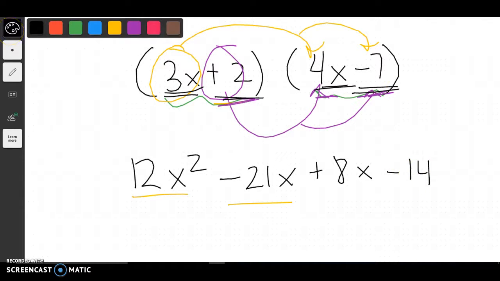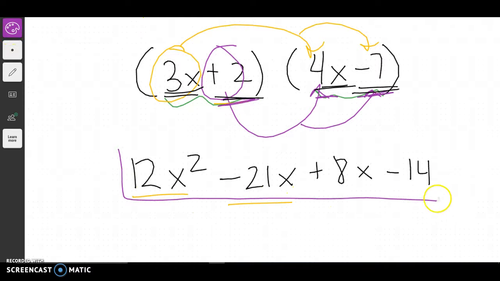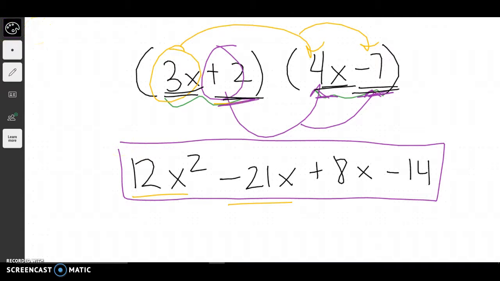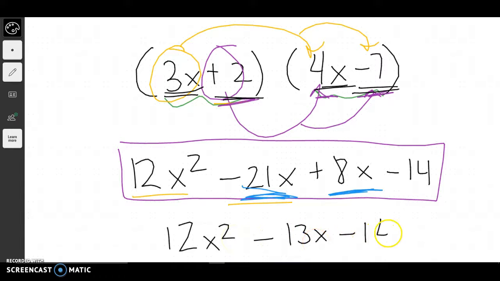Now at the end, you have to look to see if there's anything you can combine at the end. So before our problems, we couldn't really combine anything, but here we might be able to. And as you can see, you have negative 21x and 8x. Well, those are like things. So I could write down negative 13x, because that's what this becomes.